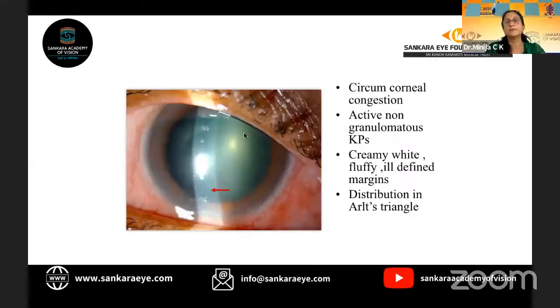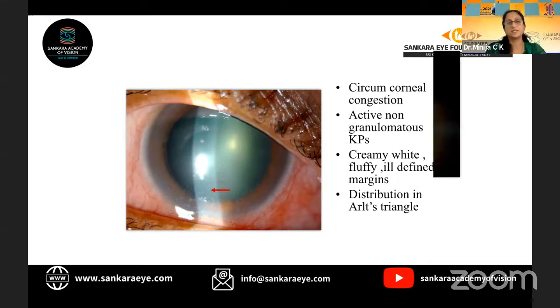Now we'll go to each one. This is a case where you have a circumcorneal congestion. You have creamy white, fluffy, ill-defined margin keratic precipitates seen on the lower part of the corneal endothelium, typical of the distribution of the Arlt's triangle, which is an inverted triangle, characteristic of a non-granulomatous anterior uveitis. Based on this, you need to investigate this patient.